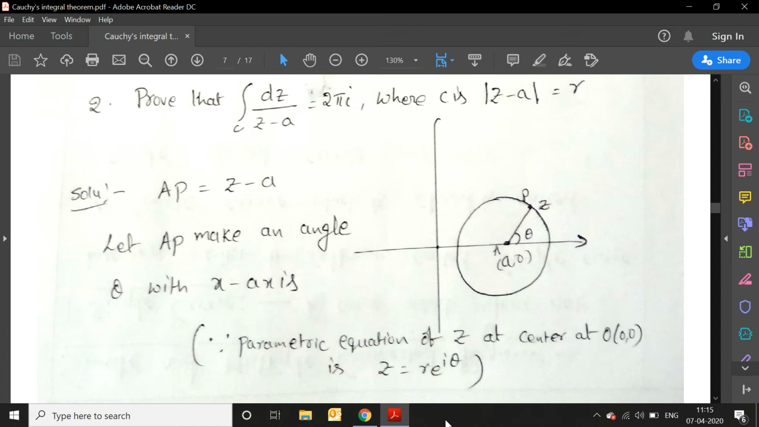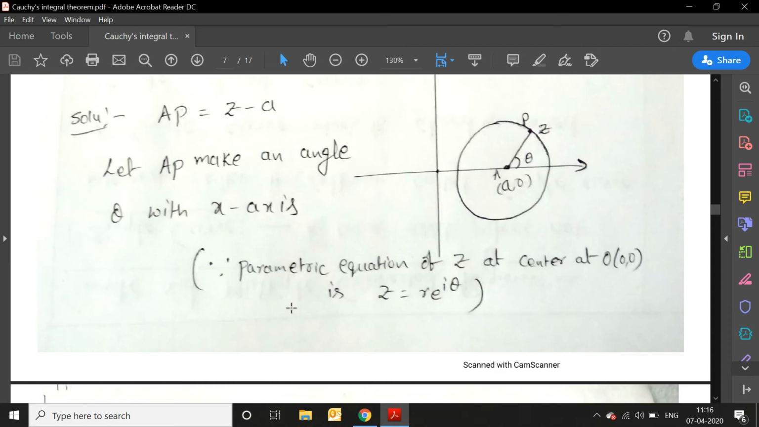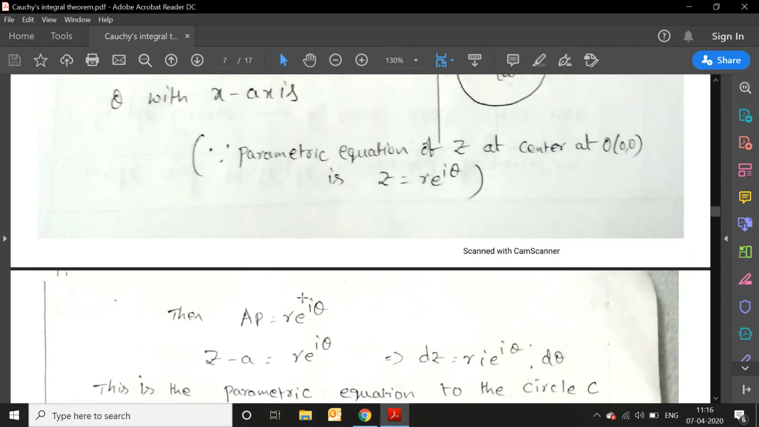Already we discussed this in the polar form of Cauchy-Riemann equations. So that's why z is equal to r e power i theta is the parametric equation for z at the center. So by using this parametric equation we can solve this integration. So here AP is equal to r e power i theta. So AP means z minus a is equal to r e power i theta.